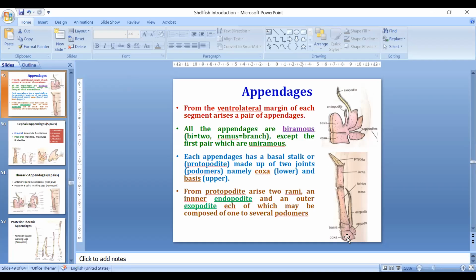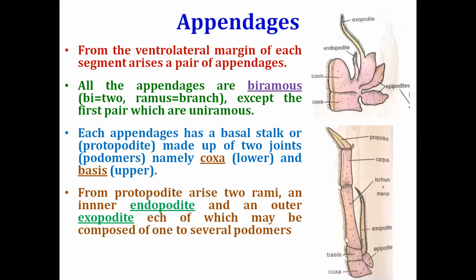Here you can see that the lower one is known as the coxa and the upper one is known as a basis. This entire part is known as protopodite or basal stalk. So the lower joint is known as the coxa and the upper joint is known as the basis. The lower is the coxa and the upper is the basis.